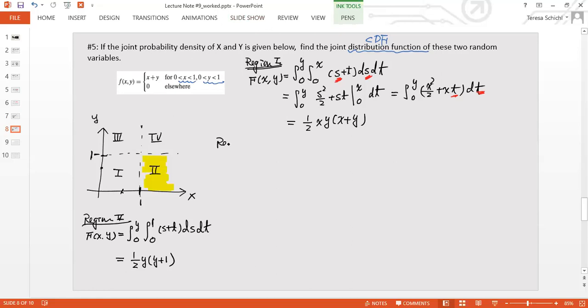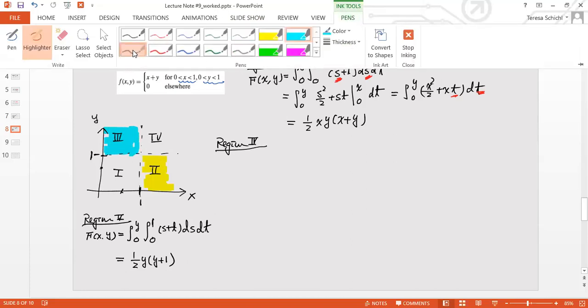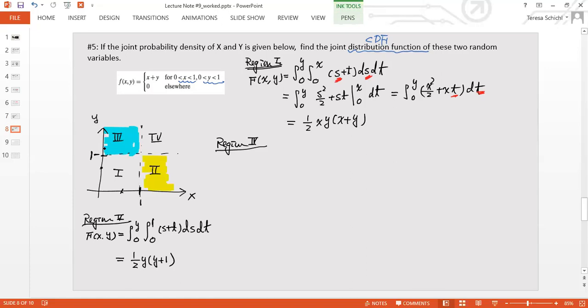Okay, let's take a look at region 3 here. Which region is this? It's this region, right? So this is region 3. For this region, the y is already 2 to 1, but the x is still in here. So I can say for region 3, the f of x,y will be equal to what? And the x here will be the x, so it's s plus t, ds dt.